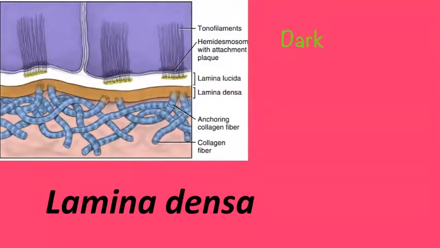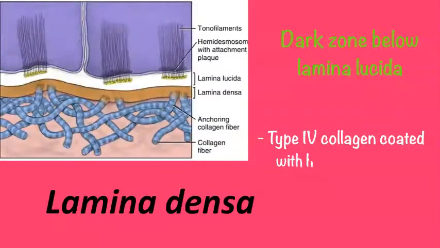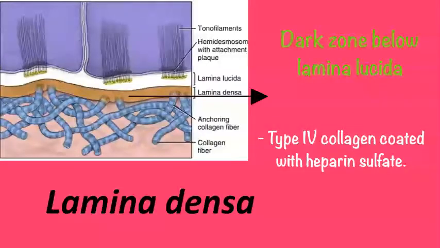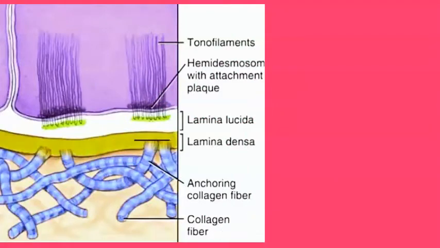Lamina densa is the middle of the 3 layers. It is a dark zone beyond the lamina lucida and adjacent to the connective tissue. Lamina densa contains type 4 collagen coated with heparan sulfate. This is the lamina densa.